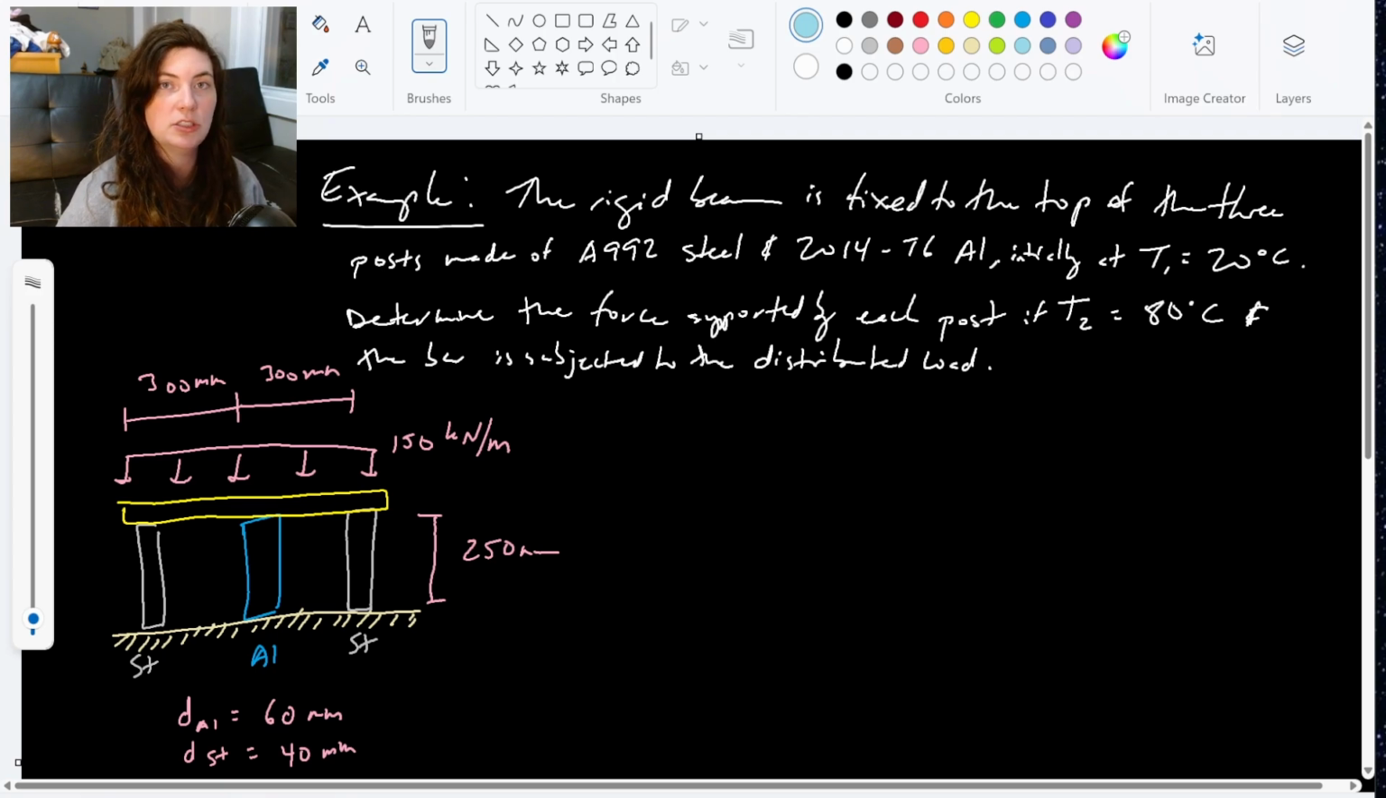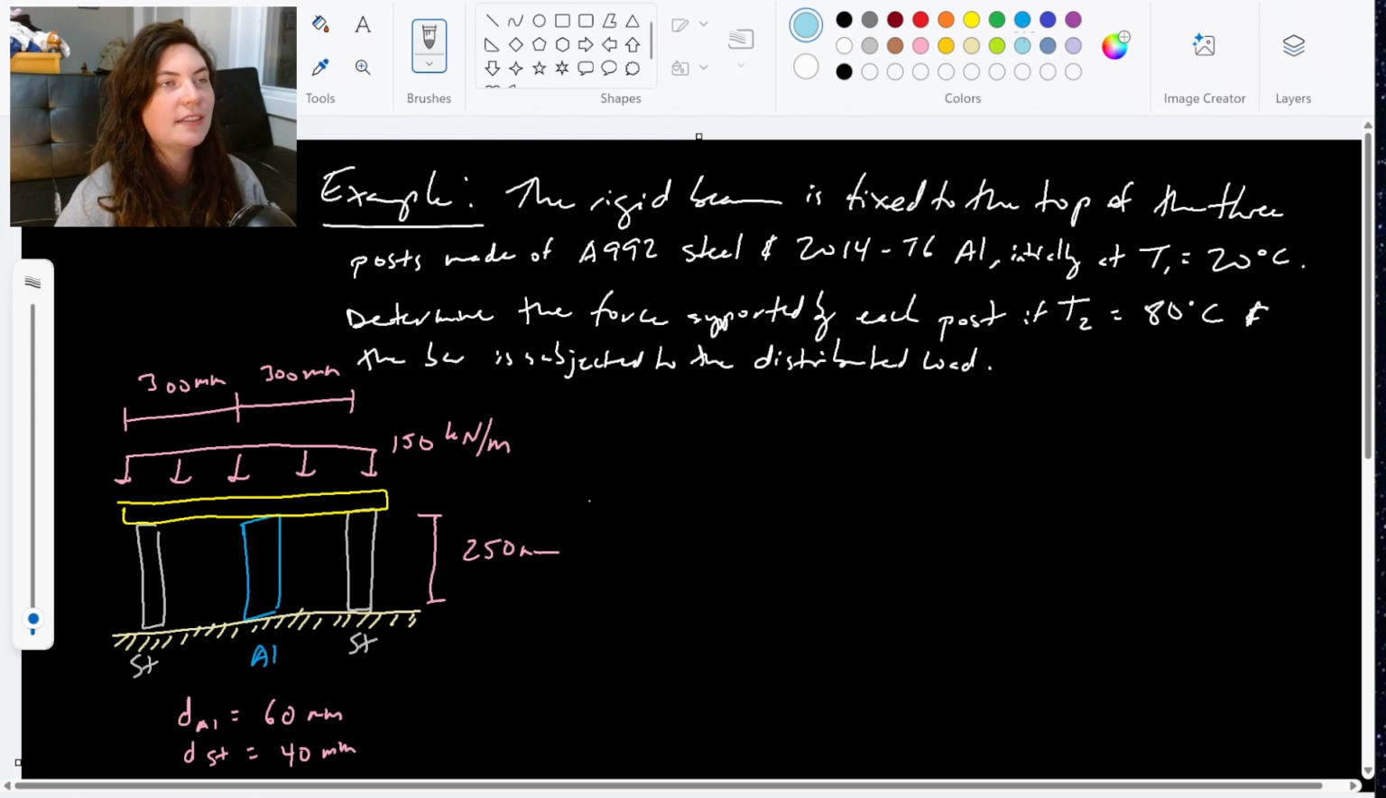So once it's subjected to both the loading and the temperature change, we want to know what the load will be for each post. So the first thing that we probably want to do is make a free body diagram. That's a great instinct to have. If that's where you say we need to go, that's right. We need to go with a free body diagram. They're always going to help you. Always, always. Diagrams are always helpful.